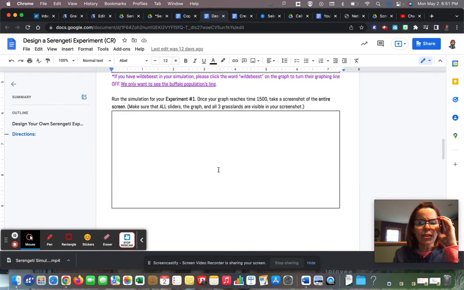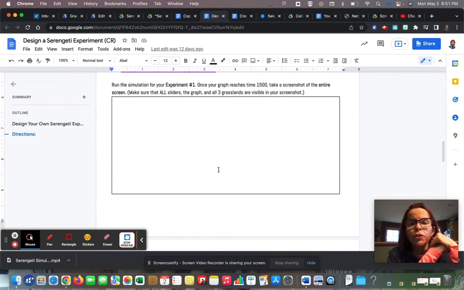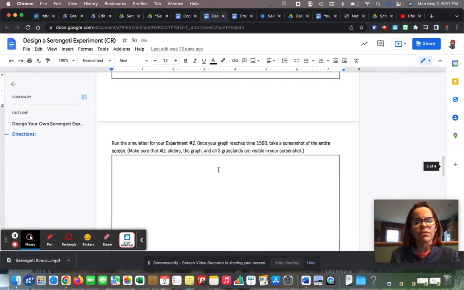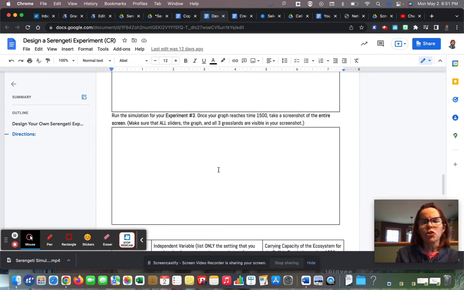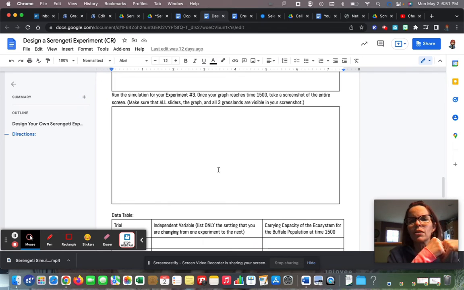Okay, the next section says run the simulation for your experiment number 1. So the first one, that was your control group. Now you get to start messing around with one variable. So it says once your graph reaches time 1500, take a screenshot of the entire screen. Make sure that all the sliders and everything are visible. So again, every time you take a picture of all the sliders, what the simulation looks like, and stick it in here so that I can see how it all turned out.